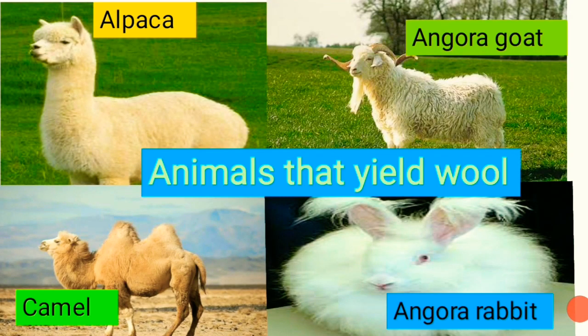Wool. Wool is a fiber obtained from animals like sheep, goat, yak, and other animals. These wool-yielding animals bear a lot of hair on their body to protect themselves from severe cold conditions. The hair is a poor conductor of heat, keeps the body warm and protects the animals from cold.